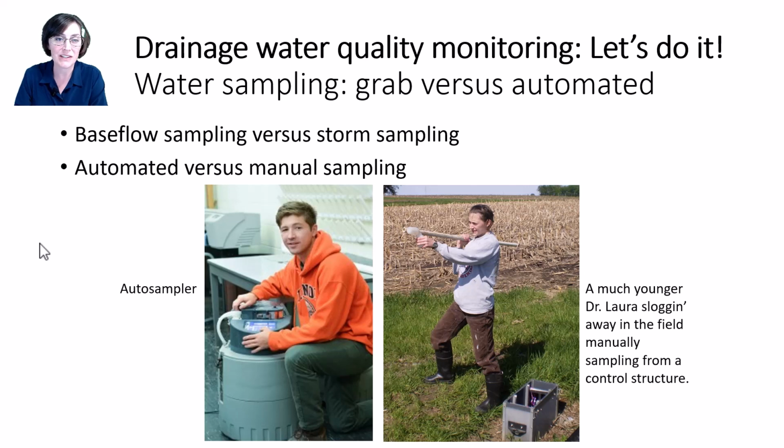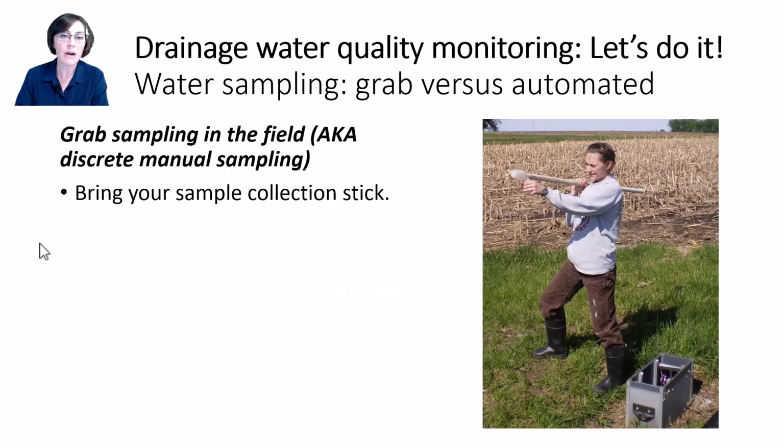We'll talk about auto samplers in a minute, but I want to start by discussing manual grab sampling because this is the tried and true basic method of water sampling. You can't always afford an auto sampler for every project, and a farmer or landowner, for example, would probably just manually sample like this if they wanted to do edge of field monitoring. So this type of sampling is very valid, even in today's very high-tech world.